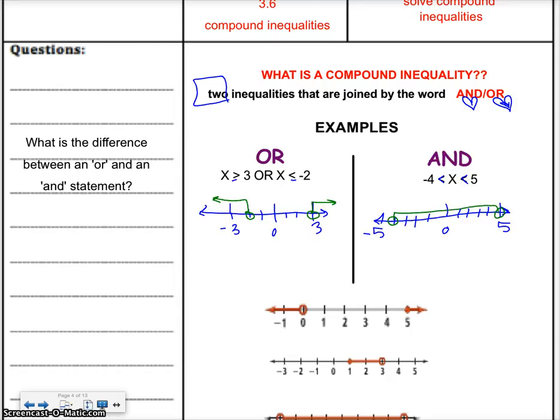X is everything between. So notice that an or graph goes in separate directions. And an and graph is between those. It's everything in between. Or separate and smushed between. So an and, x is between. And or is separate directions.